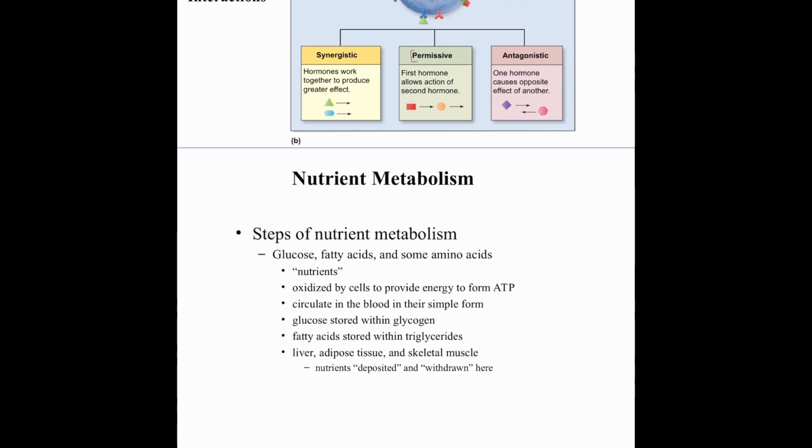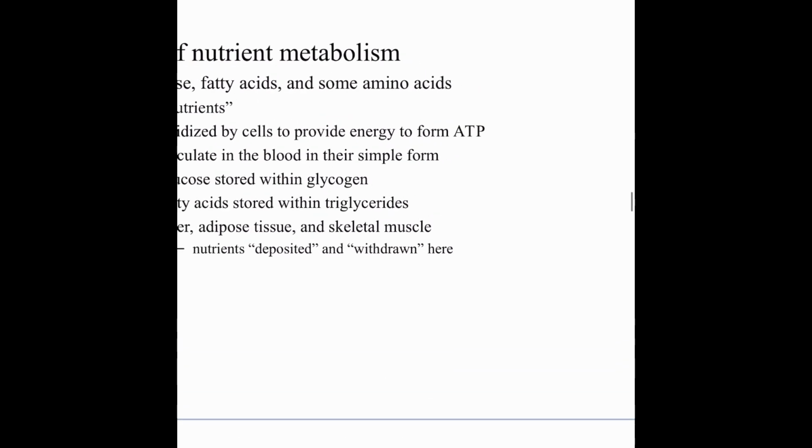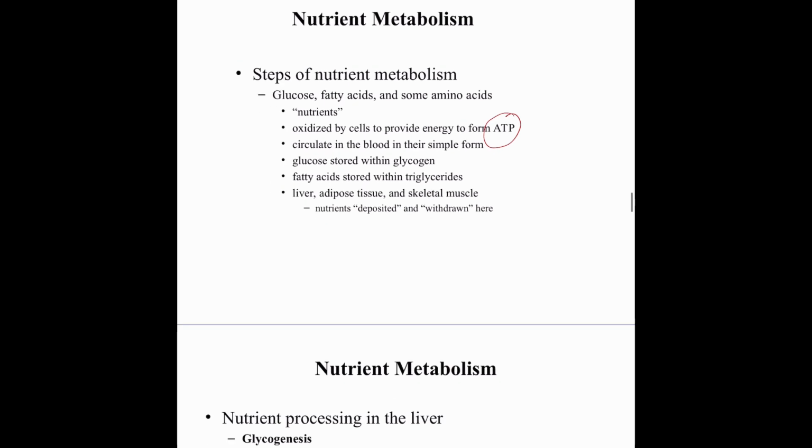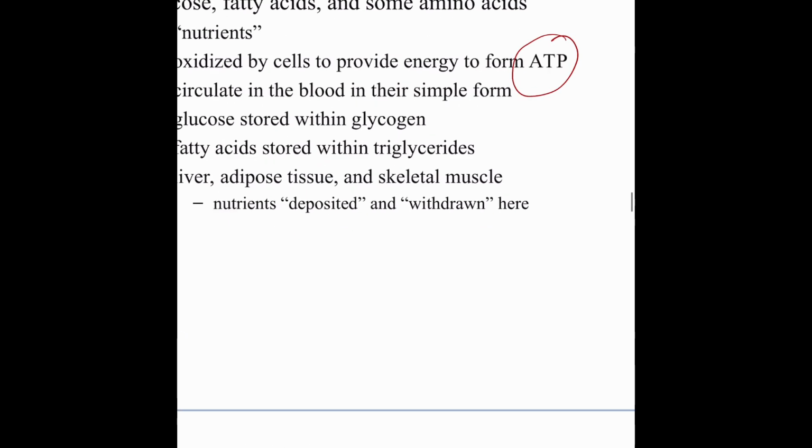Nutrient metabolism, steps of nutrient metabolism. Glucose, fatty acids, and some amino acids are nutrients. They are oxidized by cells to provide ATP, right? So energy. They circulate in the blood. Glucose is stored within glycogen, right? Glycogen stores in the liver, muscle cells, etc. Fatty acids are stored within triglycerides, in the liver, adipose tissue, and skeletal muscle. Nutrients are deposited and withdrawn here, right? So your body can leave them there, and then it can take them away from there.